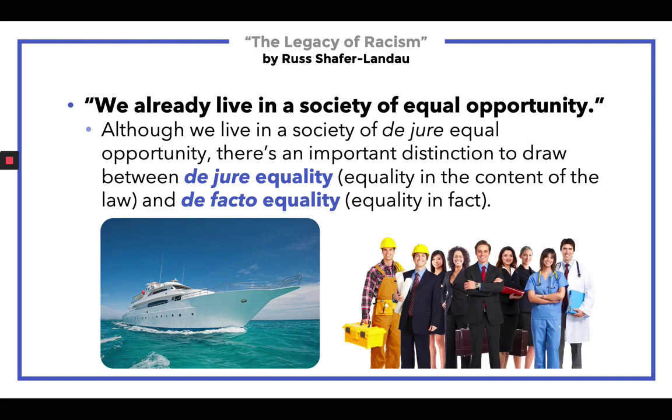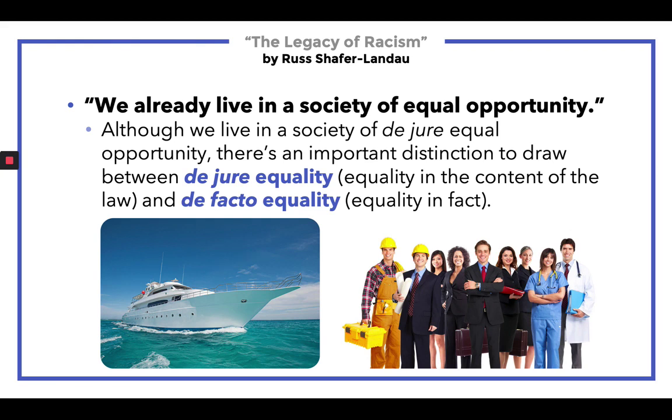Now, this might not be that big of a deal when it comes to buying yachts, but when it comes to getting a position in a profession, for example, as a lawyer or doctor, a teacher, a construction management worker, the thought is that our opportunities, while they're equal de jure, we have de jure equality, right? Anyone can join these professions. There's not de facto equality.